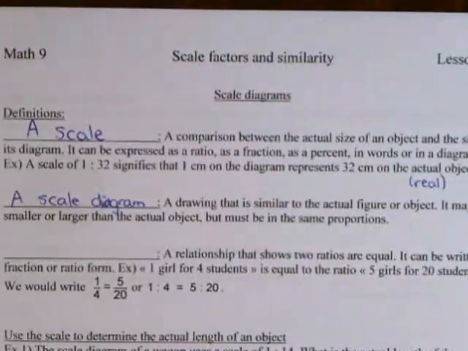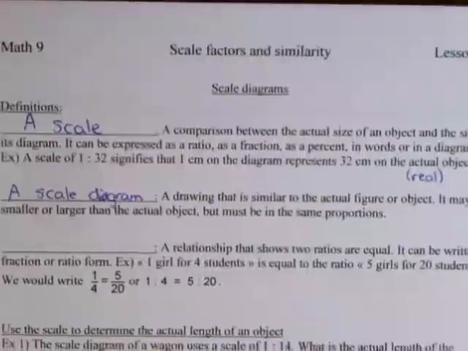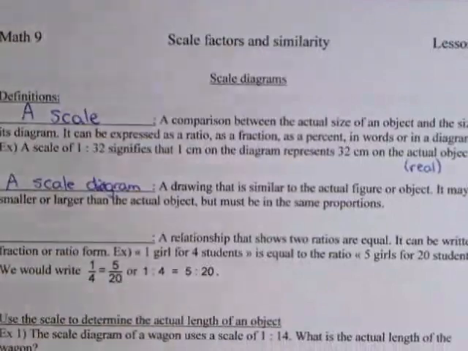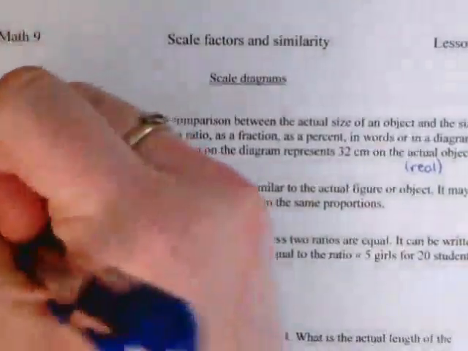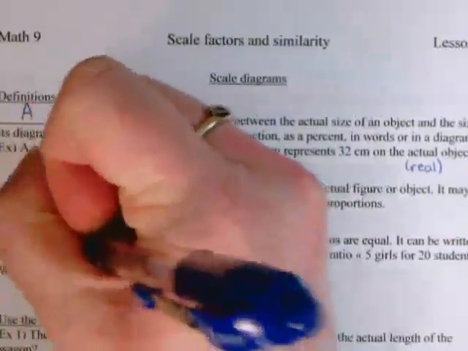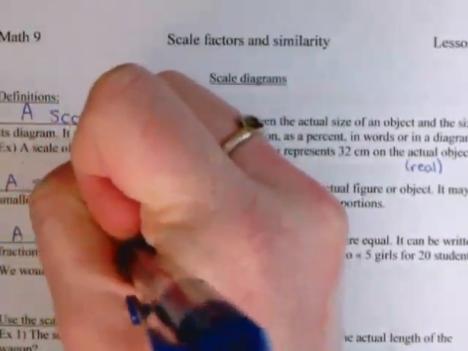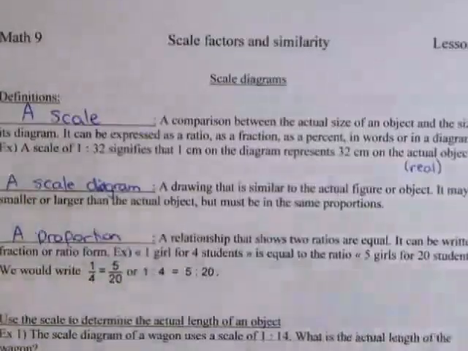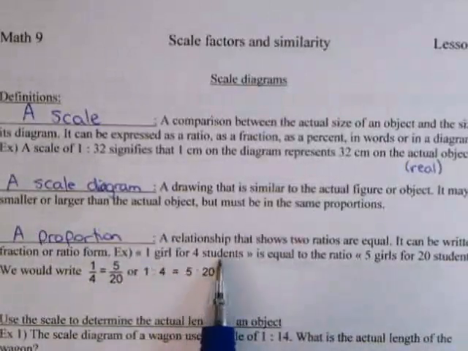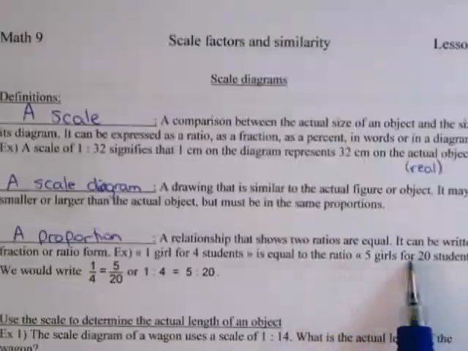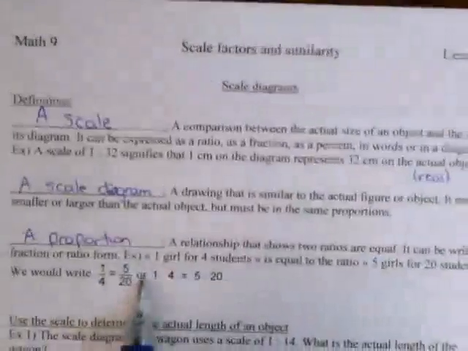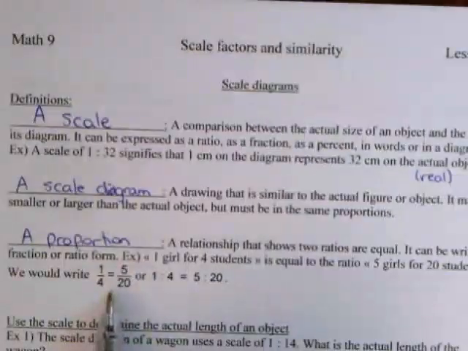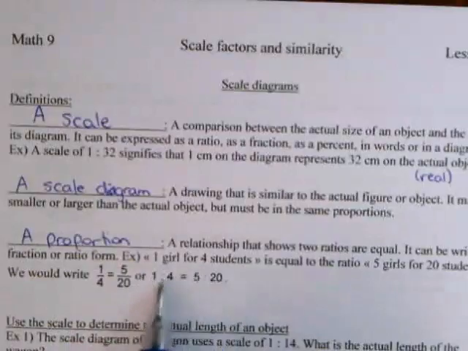So what that means is if you made one object 3 times bigger, every side of that object is 3 times bigger. And the very last word is called a proportion. Now, a proportion is a relationship that shows 2 ratios are equal, and it can be written in different formats. So, for example, if you were to say 1 girl for 4 students is equal to the ratio of 5 girls for 20 students, you can write it in fraction format, which is right here, or you can write it in a ratio format, which is right here.